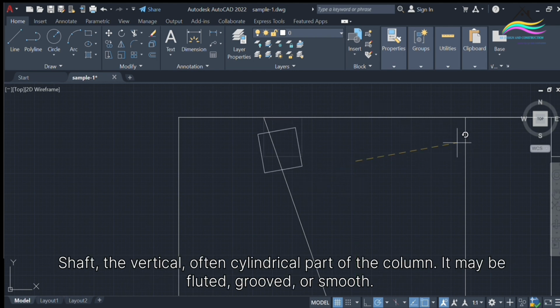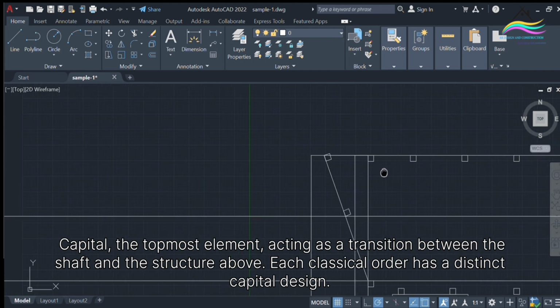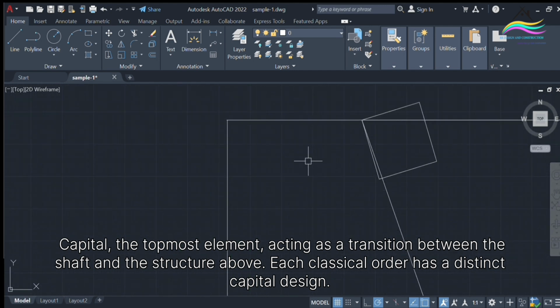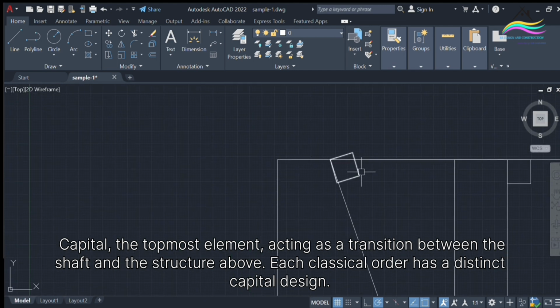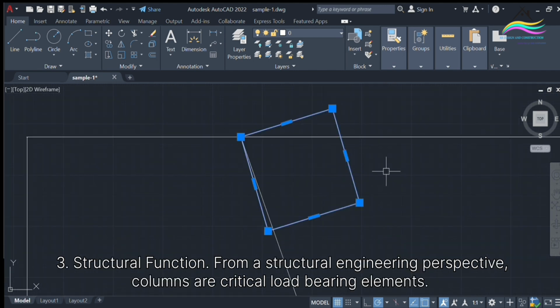Shaft: the vertical, often cylindrical part of the column. It may be fluted, grooved, or smooth. Capital: the topmost element, acting as a transition between the shaft and the structure above. Each classical order has a distinct capital design.